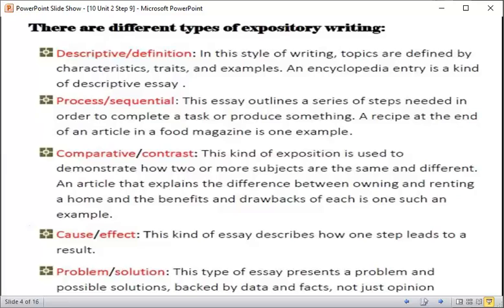The last one may be a problem. You are presenting a problem and its possible solutions. So you are giving data, you are giving facts, not just an opinion. You have a specific problem, and you are giving me real solutions, or facts and data. So this is the problem and solution expository writing.